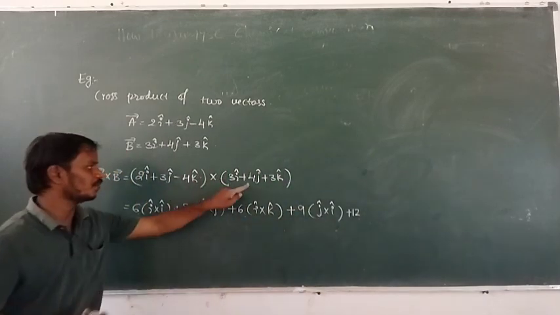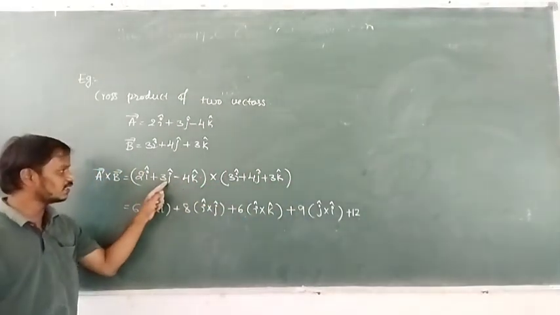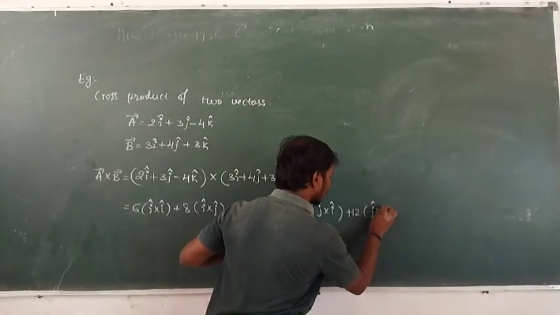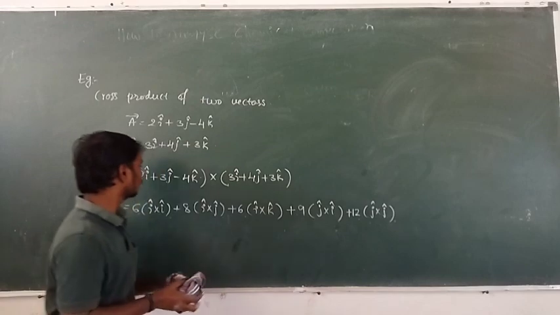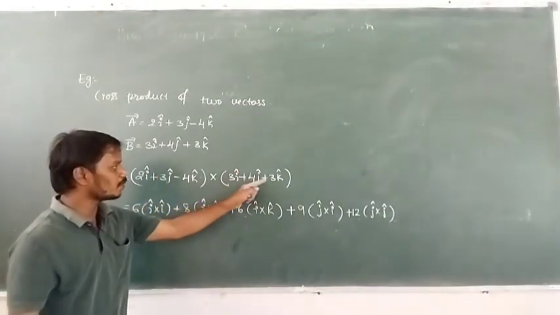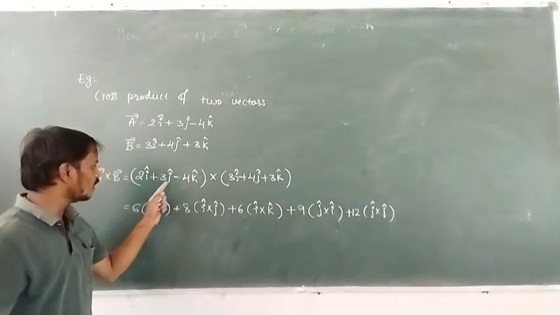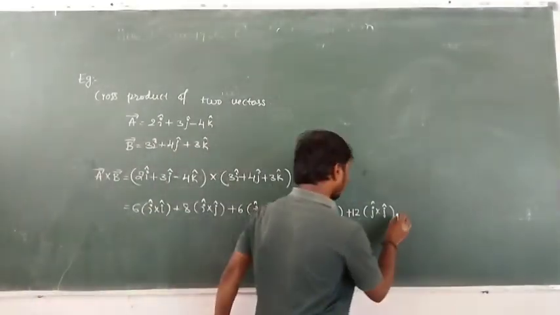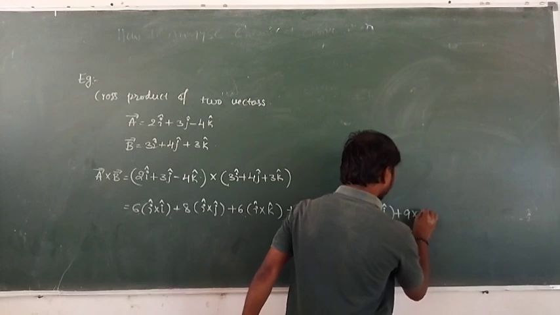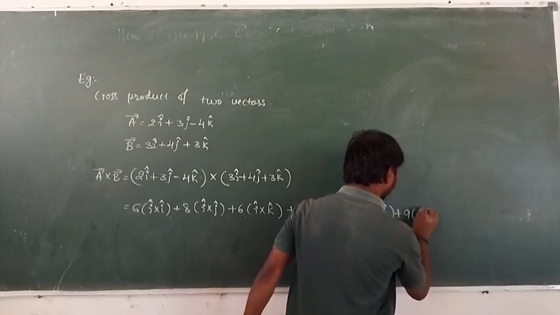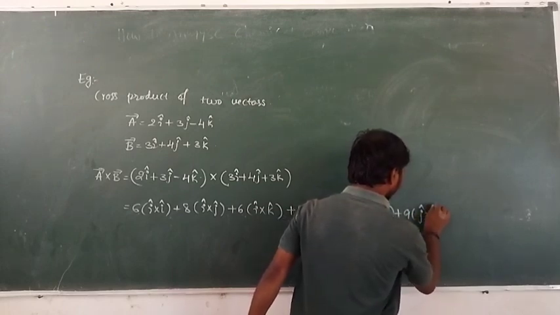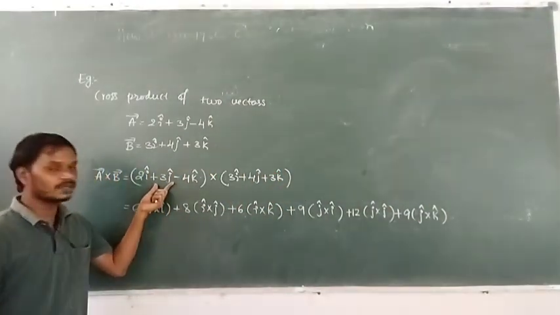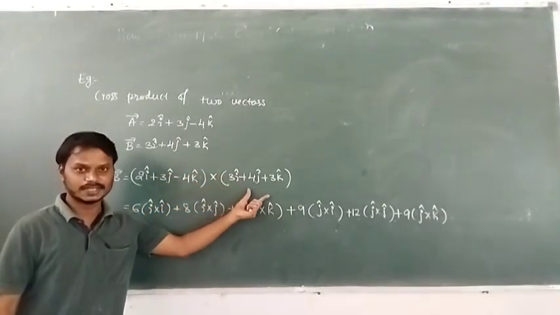3 into 4, that is 12, then j cross j. Next, plus 3 into plus 3, 9, so 9 into j cross k. Okay, that is the cross product of the second term of the first bracket with the second bracket.